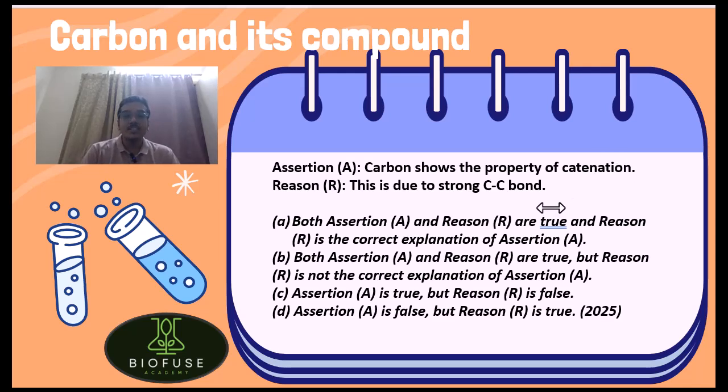Okay guys, one more assertion reason. Carbon shows the property of catenation. Assertion. Reason enna kuduthirukkan? Strong CC bond. So what will be your answer guys? So catenation is because of the strong CC bond, right? So option A, assertion is true, reason is true. Reason is the correct reasoning for assertion. So option A is the right choice. Ena catenation வந்து it forms CC bond, that is it is forming the bond among itself. Why is it forming? Because of strong CC bond.